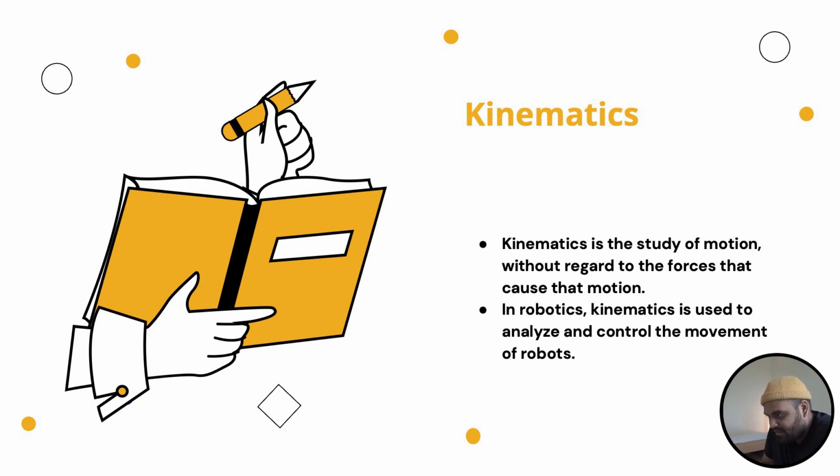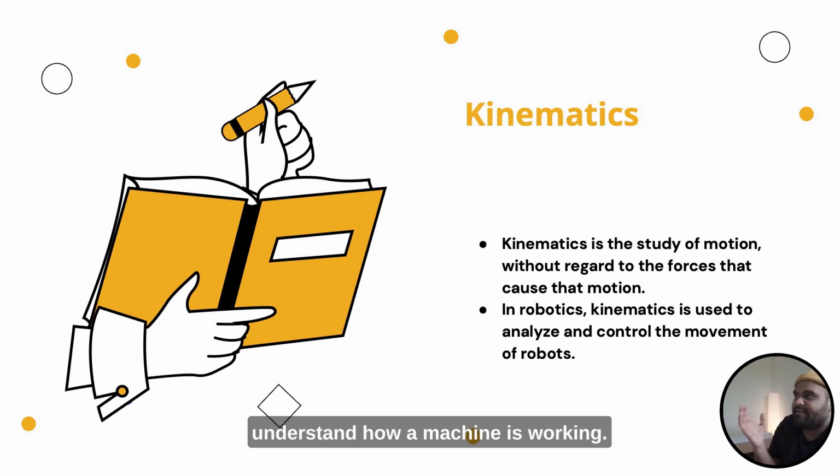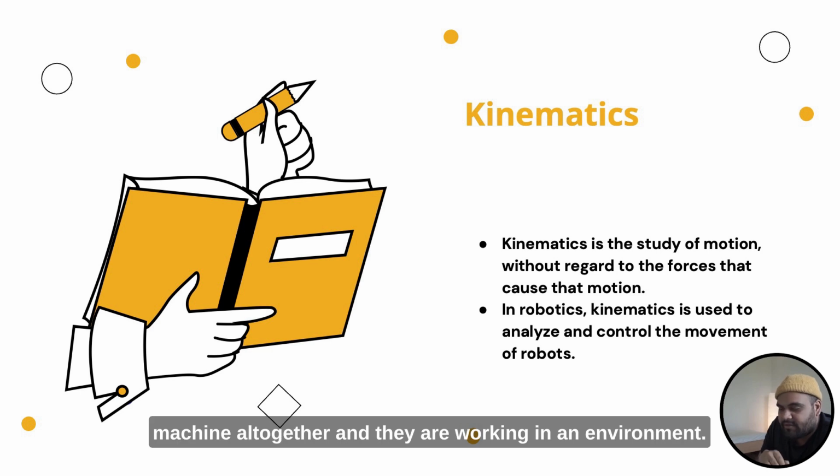Okay. Now, kinematics is a study of motion without regard to the forces that cause the motion. Okay. In robotics, kinematics is used to analyze and control the movement of a robot. Now, kinematics in general is basically a study of machines which allows you to understand how a machine is working. It can be anywhere around, whether you have a robot or a different kind of machine altogether, and they are working in an environment.